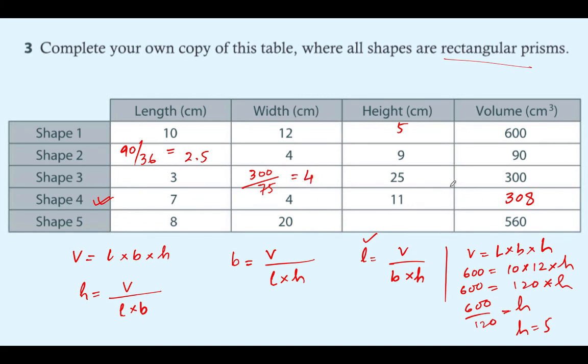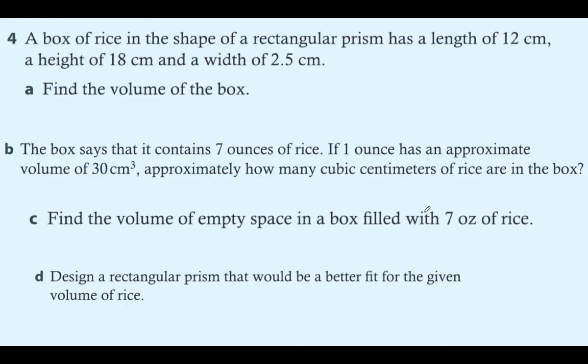Now for the last part, we know the volume. So to find the height, divide the volume by the product of the other two numbers. 8 times 20 is 160. So 560 divided by 160 is 3.5. Now question number 4.